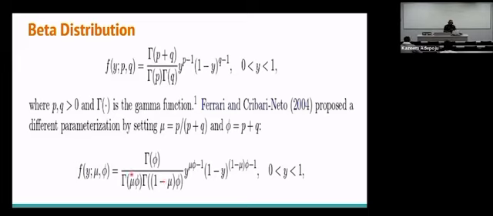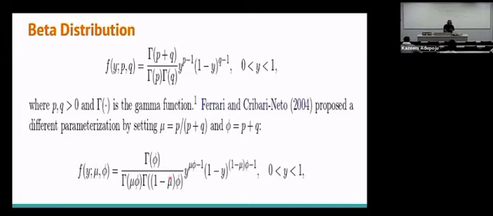Now we don't have parameters p and q anymore, but we have parameters mu and phi. So why do you think they did it? They did it because if you want to model where you relate the outcome variable to some explanatory variables, you need a mean equation. And that is why we want one of the parameters to be in terms of mu.